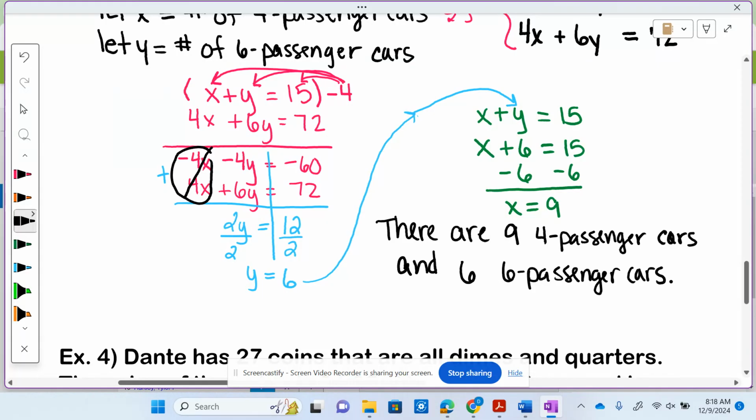Let's see if that makes sense. 9 plus 6 is 15. That's our total of 15 cars. And 9 times 4 plus 6 times 6 is 72. Yeah, that makes sense. Are we good with that one?